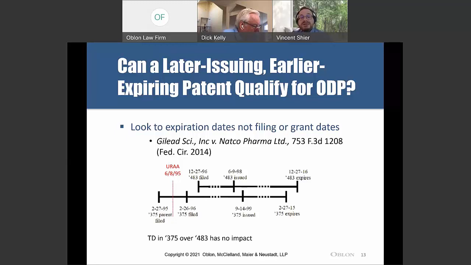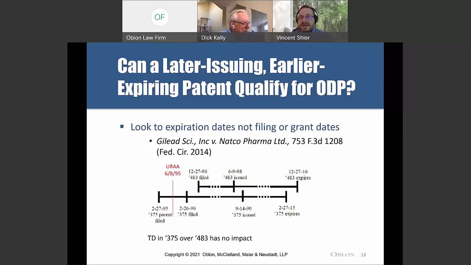The argument that Gilead made was that the focus should be on the fact that the 483 patent issued first, and therefore the 375 patent, which later issued, cannot extend the term of exclusivity of the 483 patent because the 375 would expire earlier. And the interesting question that was turned here was that that's really kind of looking at it the wrong way.